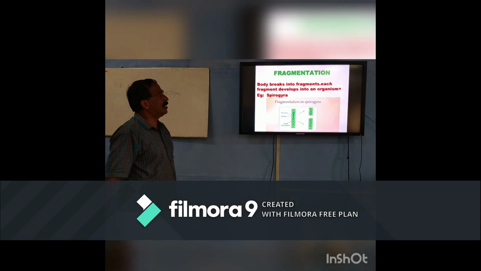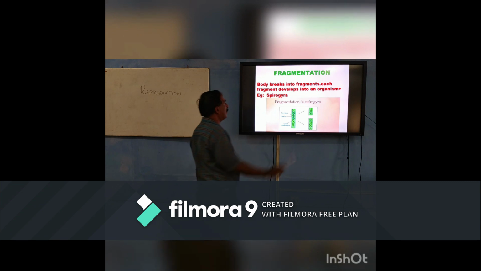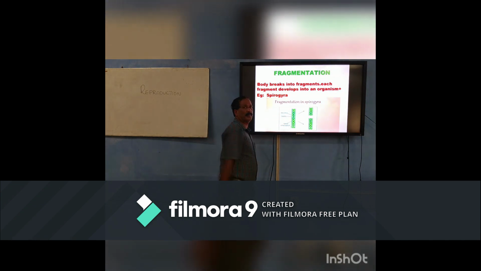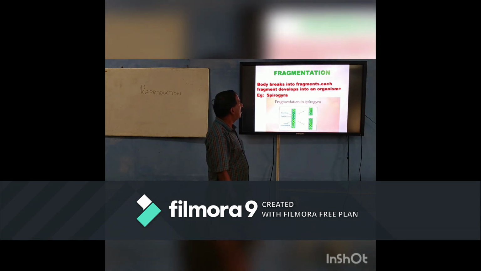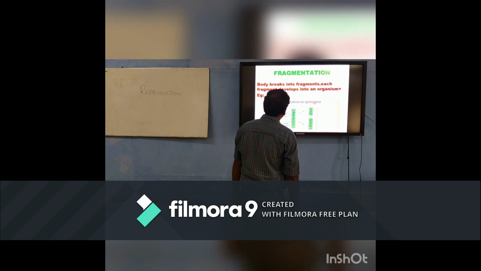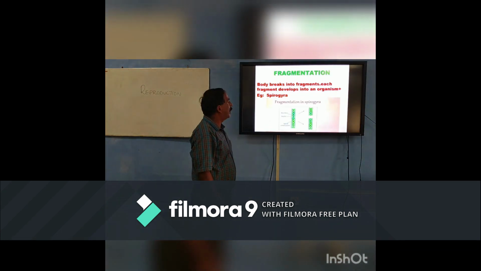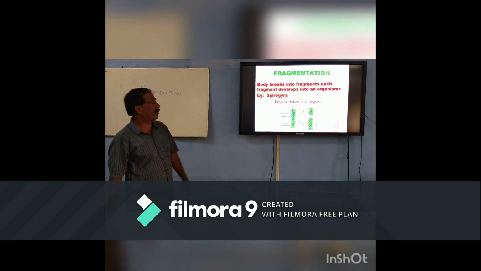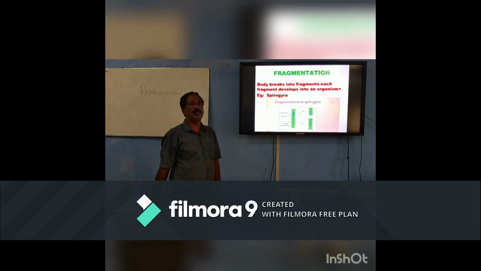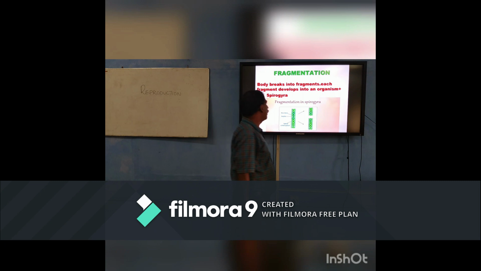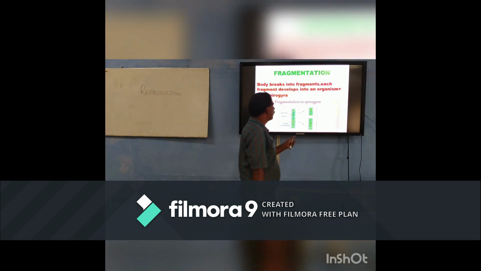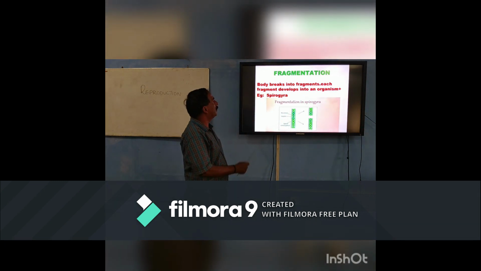Then the next one is fragmentation. Fragment means pieces. The mature organism breaks into small pieces, and each piece or fragment develops into a new organism. This is called fragmentation. As an example, spirogyra is one kind of algae, and it performs asexual reproduction by fragmentation.